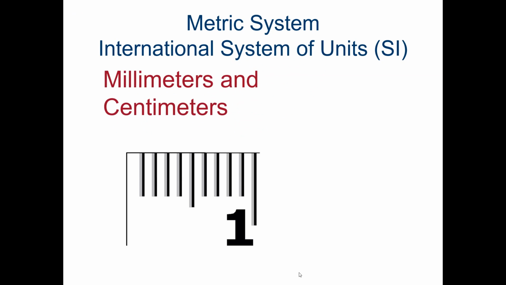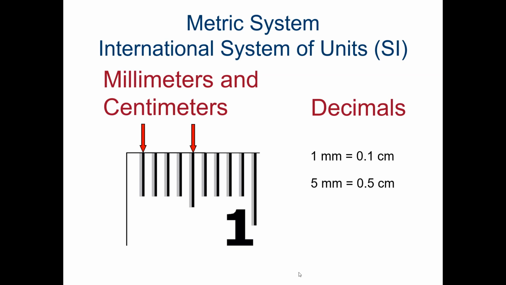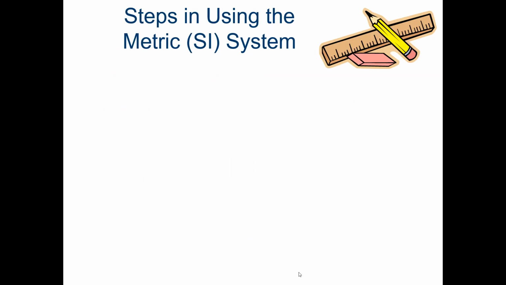Okay, so millimeters and centimeters. We deal with decimals in the metric system. Right? So there is 1 millimeter or 0.1 centimeters. There's 5 millimeters or 0.5 centimeters, or it's a half, right? But we do it in decimal. And there's 10 millimeters, which is 1 centimeter. Get the idea? It's all tens.